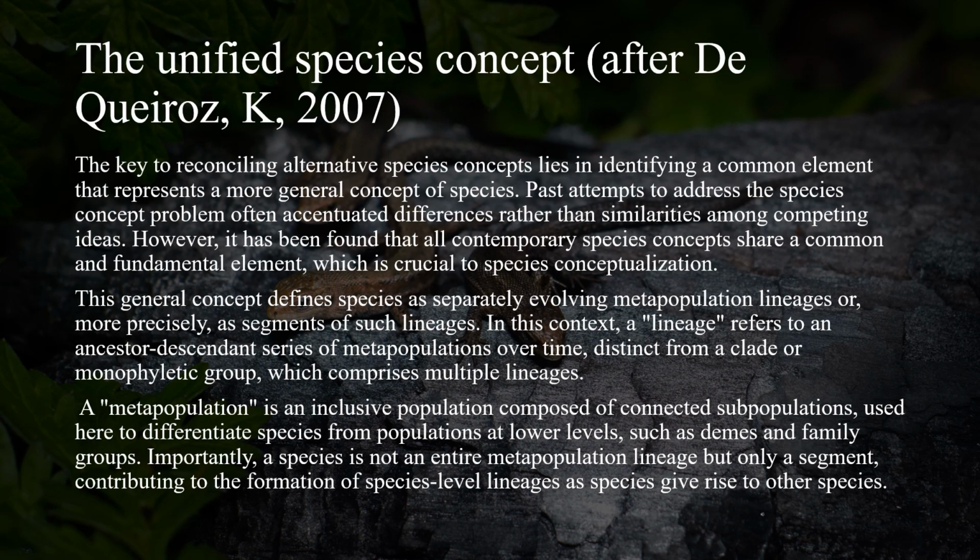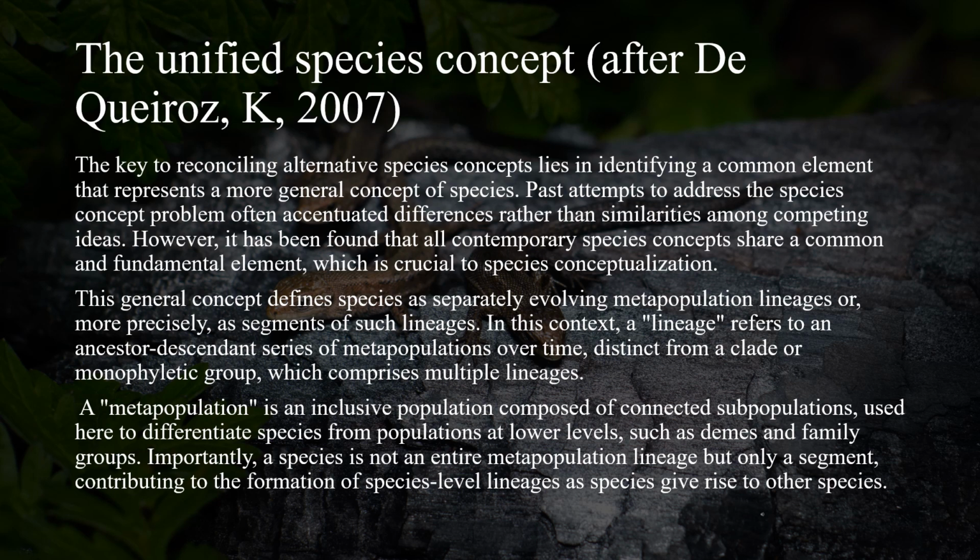The key to reconciling alternative species concepts lies in identifying a common element that represents a more general concept of species. Past attempts to address the species concept problem often accentuated differences rather than similarities among competing ideas. However, it has been found that all contemporary species concepts share a common and fundamental element, which is crucial to species conceptualization. This general concept defines species as separately evolving metapopulation lineages or, more precisely, as segments of such lineages.